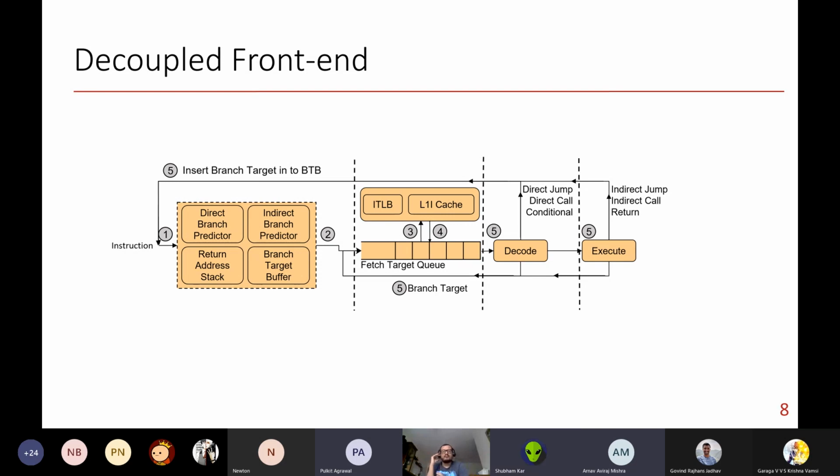The moment the miss has been serviced, as for example in this example, instruction one, as soon as it has been serviced by the L1 cache, the fetch target queue will start pumping out all the instructions which it has. And depending on the width, let's say my decode width is 6, so I can decode all six instructions in one go. But previously, if I would have stalled, I get a response for the first instruction, then I go for the second, then third, then fourth, then fifth.